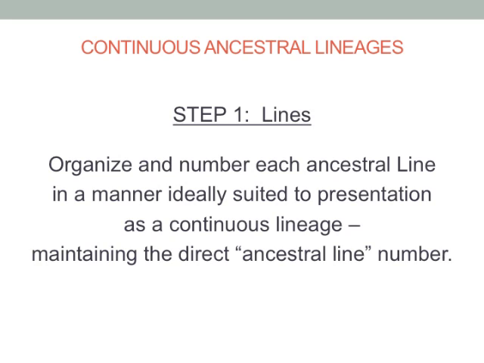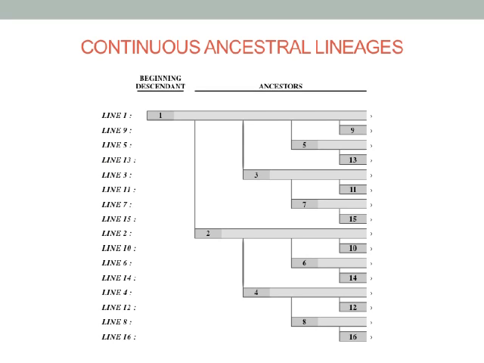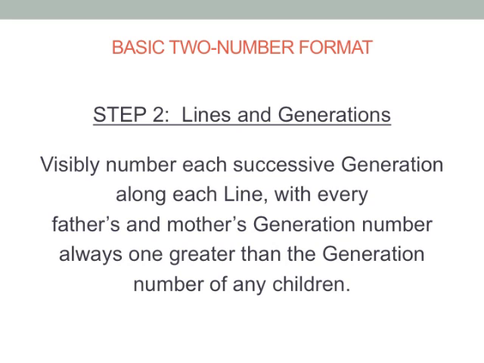Step 1, the lines themselves. We're going to organize and number each ancestral line in a way suited really as a continuous lineage. That is, we're going to have direct ancestral line numbers. They're pictured here as lineages that begin in 1, 2, 3 type of category, but extend far into the distant ancestry, so it's important to have numbered these in a proper order that will allow us to do that.